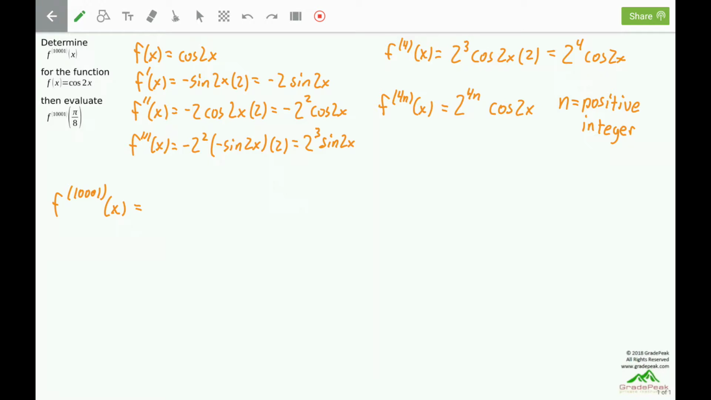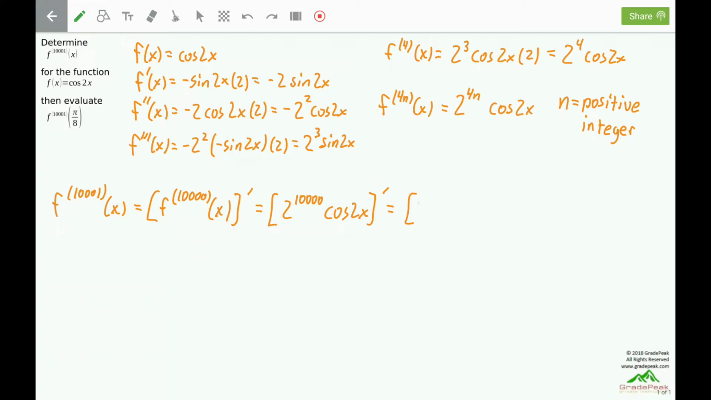Well, 10,001 is not divisible by 4, however 10,000 is. So what I can do is take the 10,000th derivative and then take one more derivative by indicating a prime outside the square brackets. The 10,000th derivative, being divisible by 4, will make use of this formula here. And it will be 2 raised to the 10,000, and then it will have returned to a positive cosine of 2x.